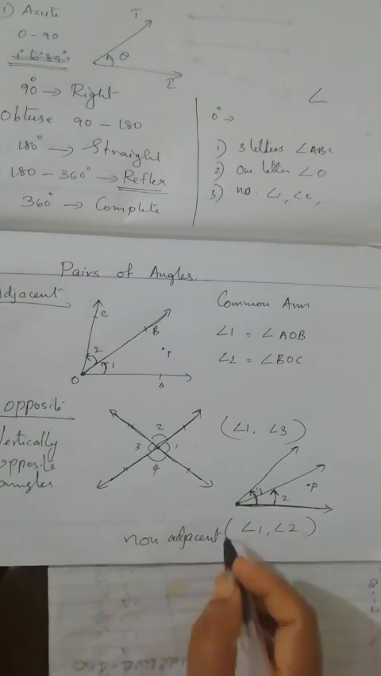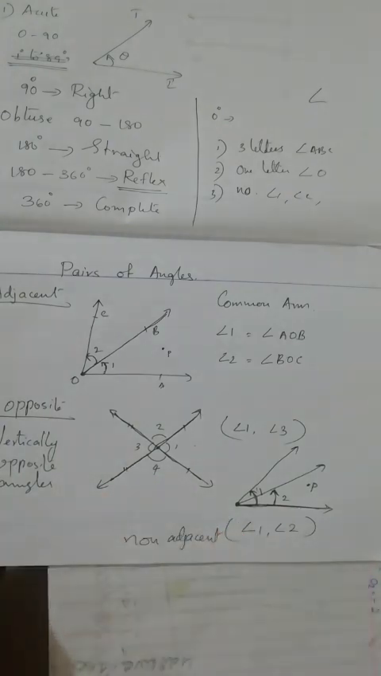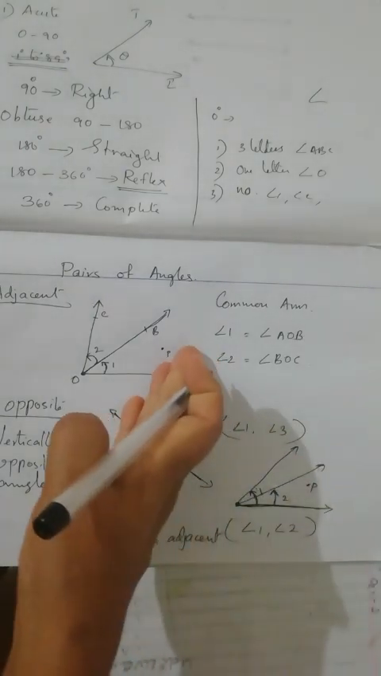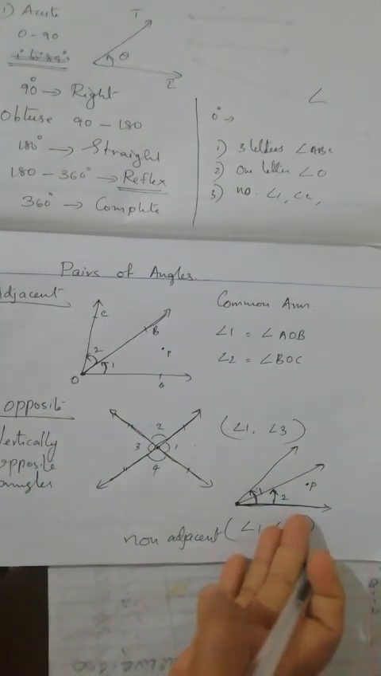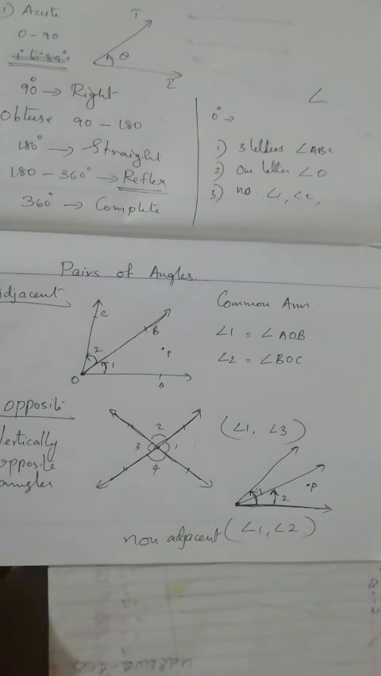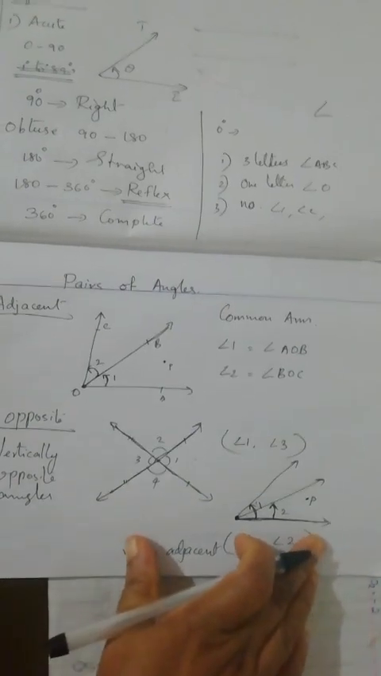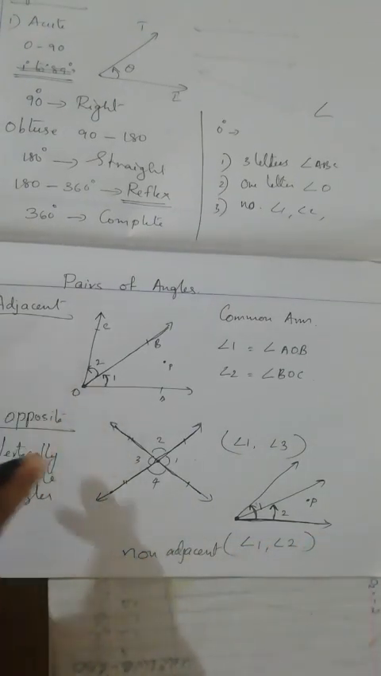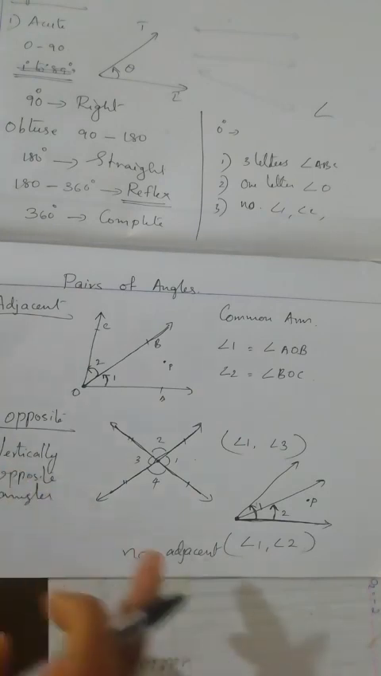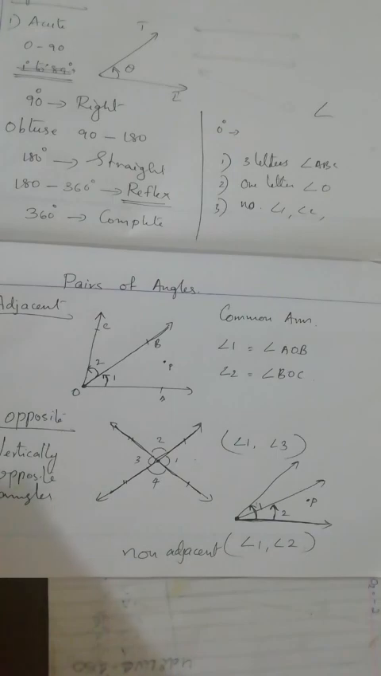All non-adjacent angles are not vertically opposite angles. Adjacent angles are there, non-adjacent angles are there, vertically opposite angles are there. Clear? These are the main topics we are starting: adjacent angles, opposite angles, non-adjacent angles. Okay?